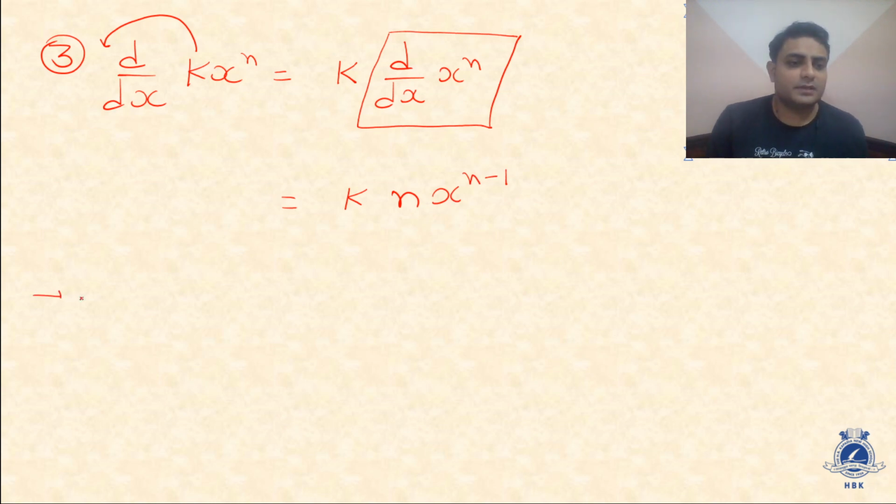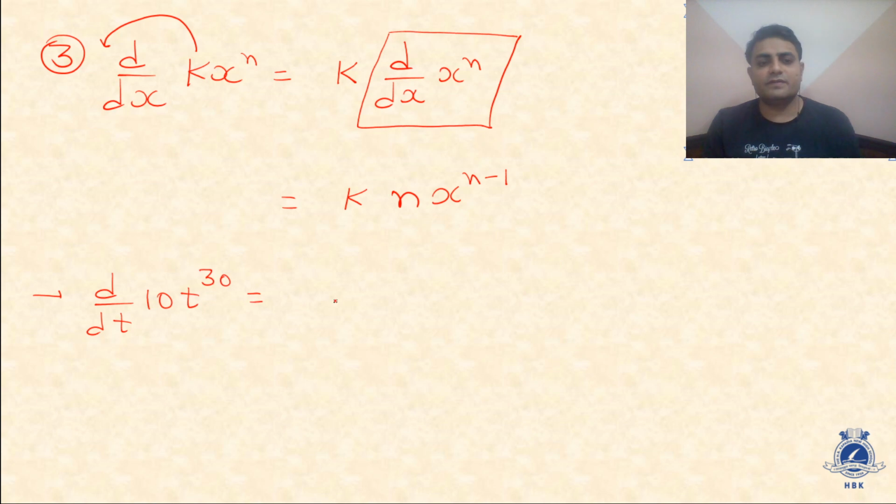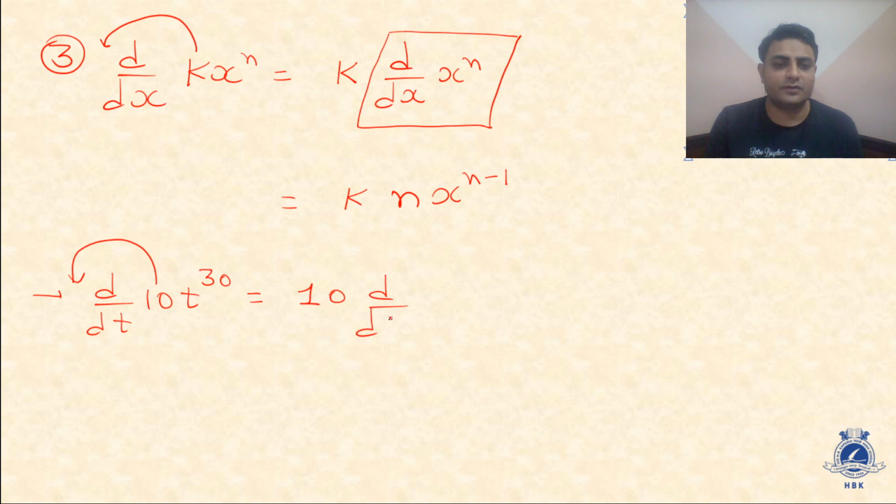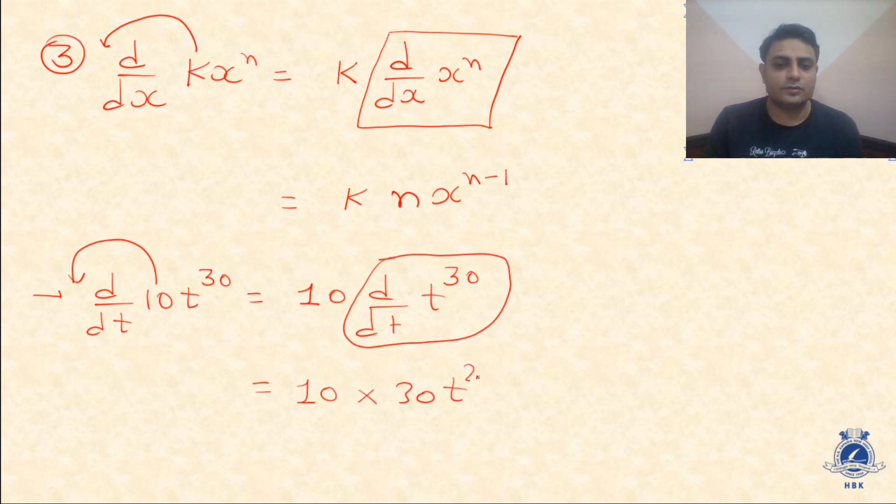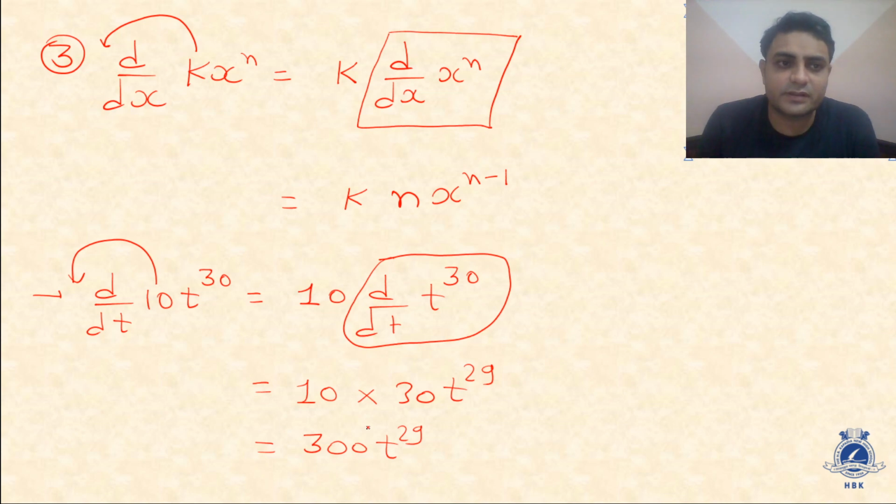Let's have an example. If we have d by dt of 10t raised to 30, in that case, first of all, take 10 outside the differentiation. 10 d by dt of t raised to 30. That will give 10 into the answer of d by dt of t raised to 30, which is 30 t raised to 29. So finally our answer will be 300 t raised to 29. I will suggest you write this right now by pausing this video. So let's proceed further.